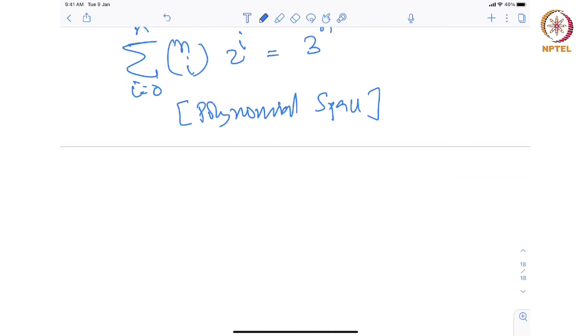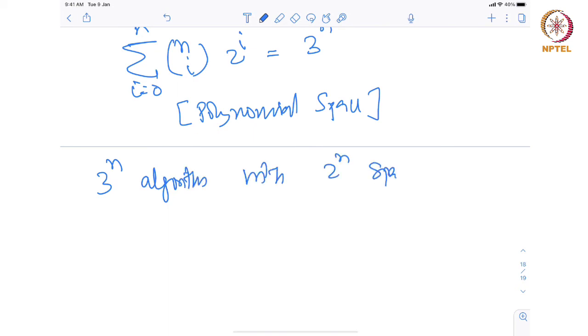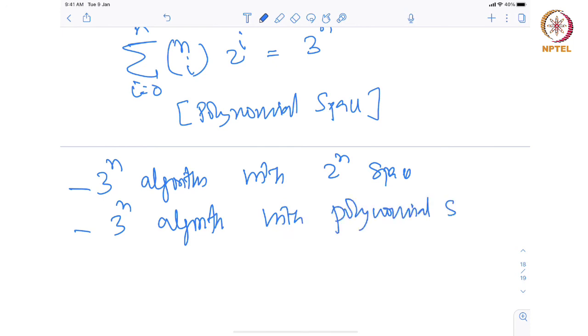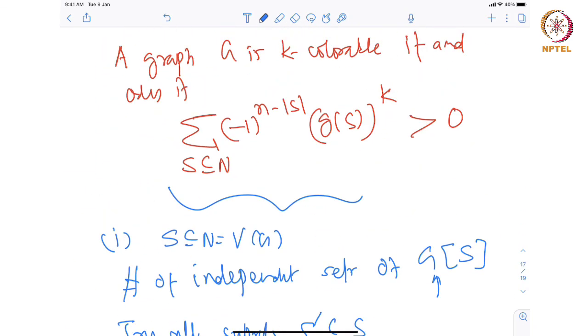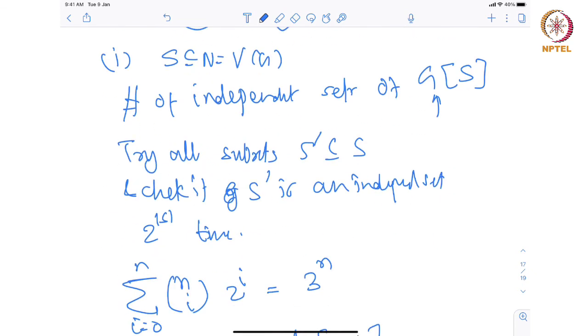So what did we give before? We gave a 3 power n algorithm with 2 power n space. Now we have given another 3 power n algorithm, but with polynomial space. Okay. Now what I am going to tell you is that actually we can do this computation much more easily.